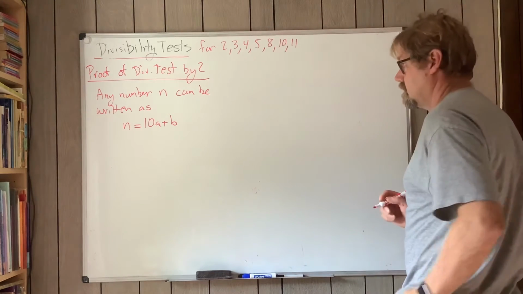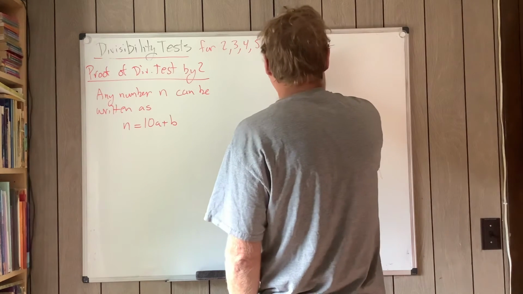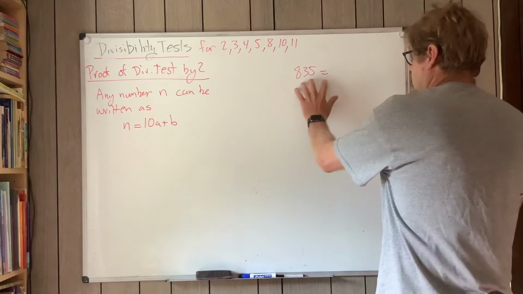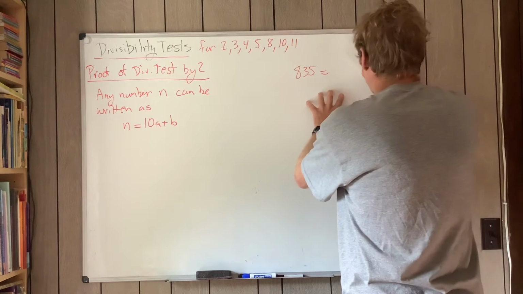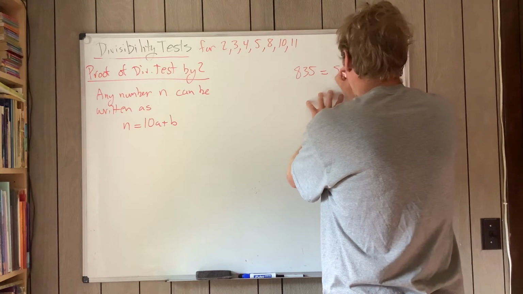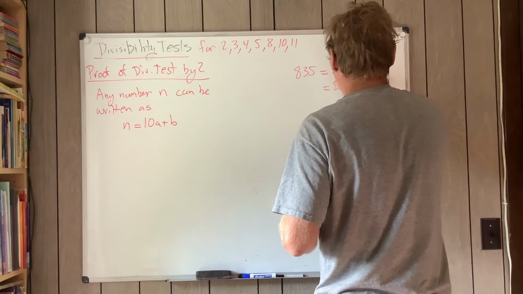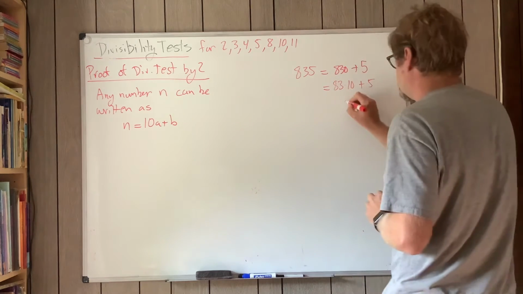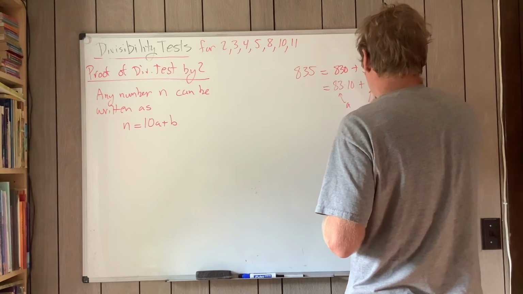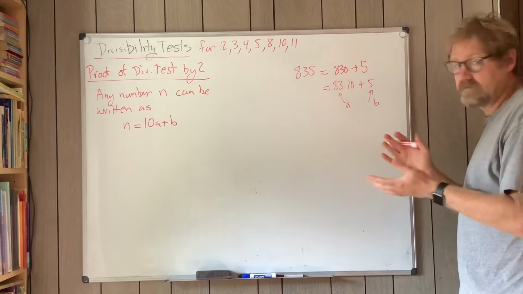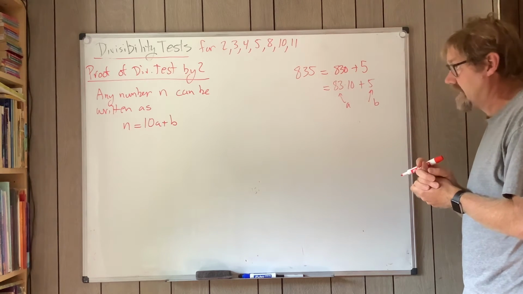All right. So let's say I have 835, right? Which the last digit is 5, and then 830. Which means I can write this as 83 times 10 plus 5. And there's my A and B. Okay, so we can always do this. This is just a fairly natural thing to do.